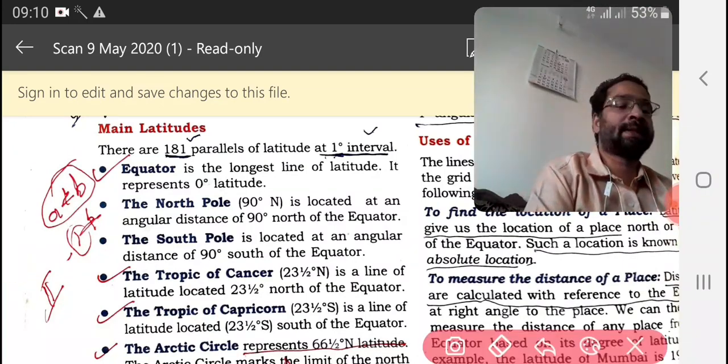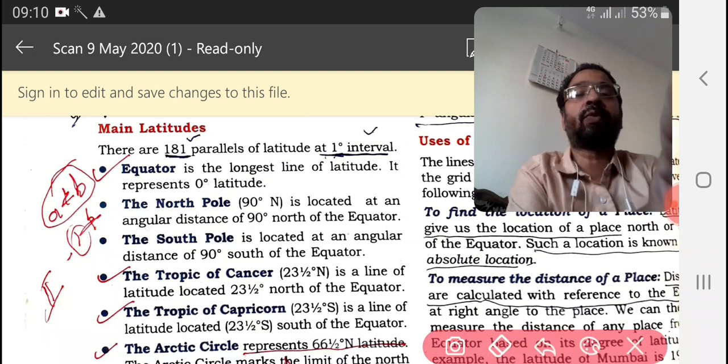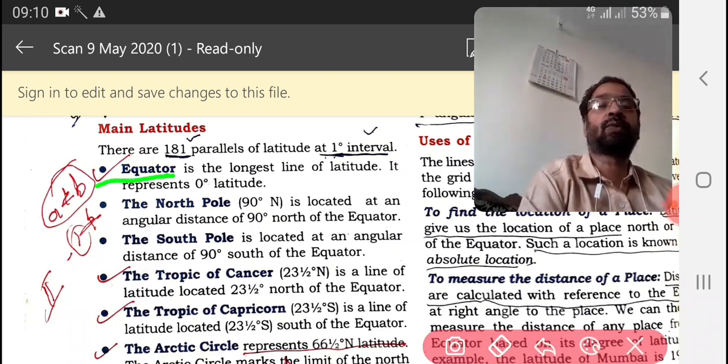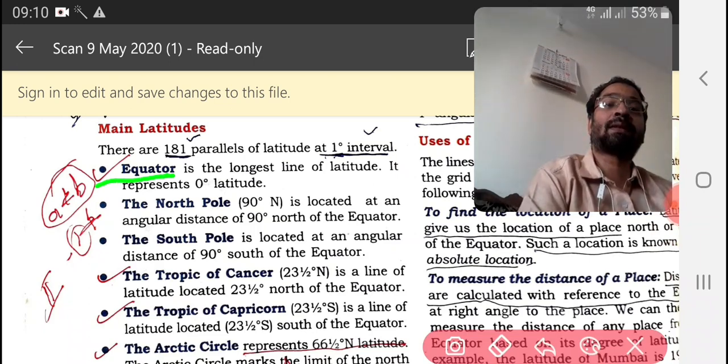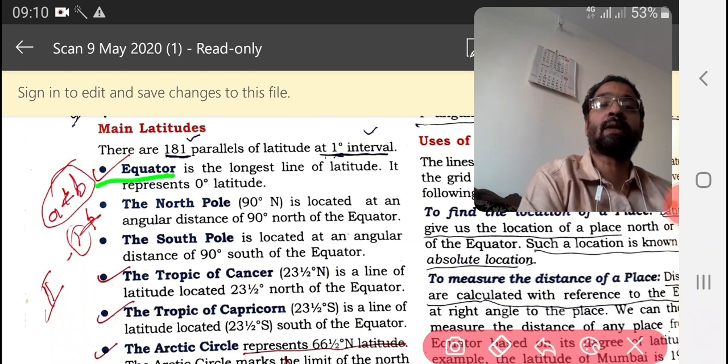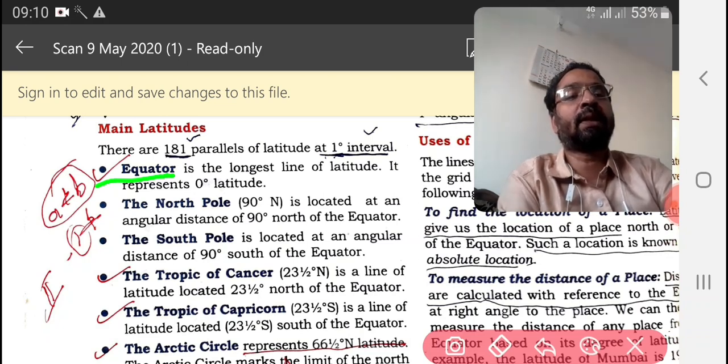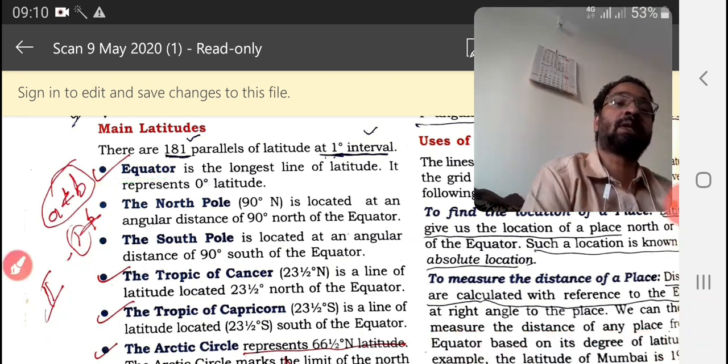First one is the equator. The equator is the longest line of latitude, the largest circle as well as the longest line of latitude. It represents 0 degree latitude. What about the degree of the equator? That is 0 degree.